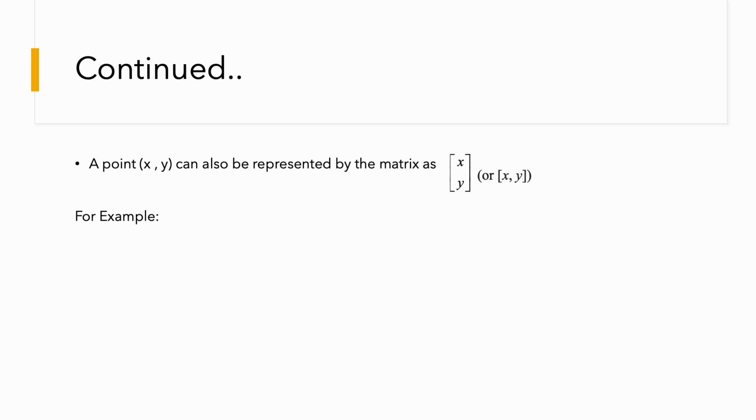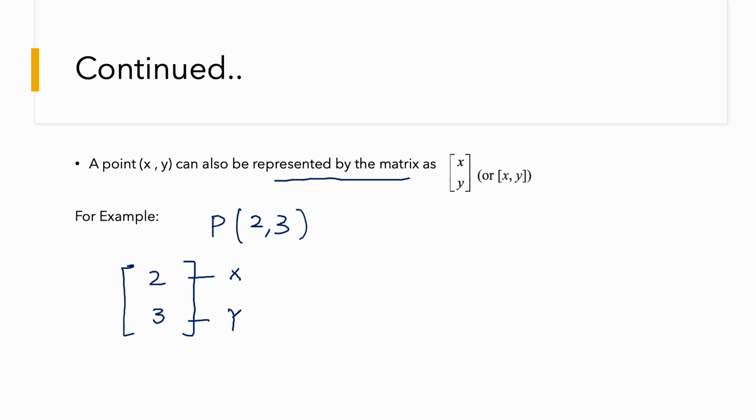Next, you should know that any point can also be represented by a matrix. So let me take any point P having coordinates 2, 3. So I can represent it like this. Suppose this first row is representing the x coordinate of the point and the second row representing the y coordinate of the point. So I can write 2 and 3 here.